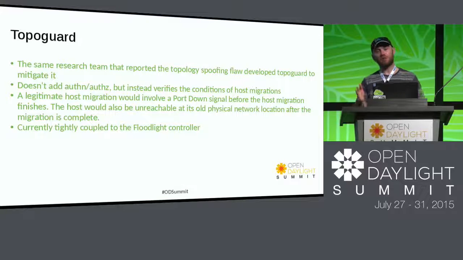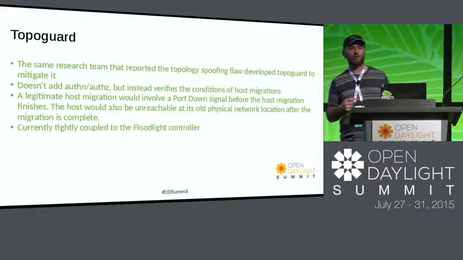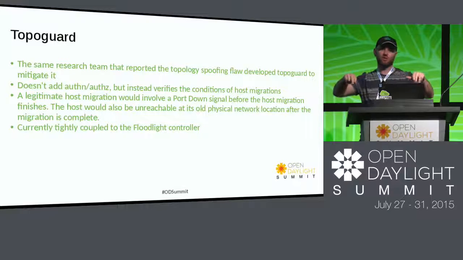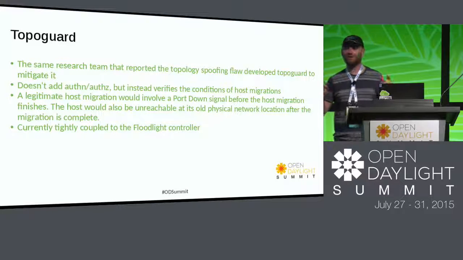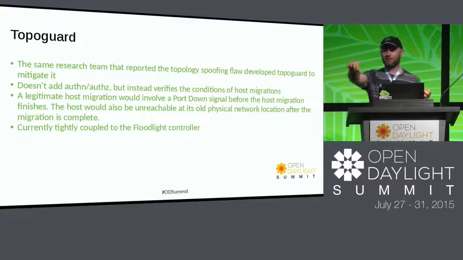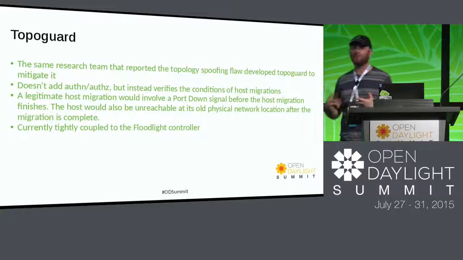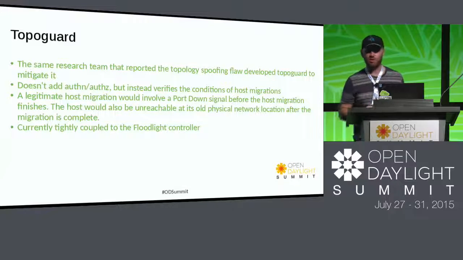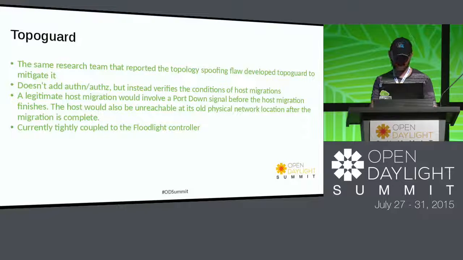And it's interesting. What it does is verify the conditions of a host migration. It wouldn't make any sense that you say there's a host over here, and now host A is over here, and then host B appears on another physical port and says, oh, I'm host A, send traffic to me, but host A is still there on the same port, physically connected. That doesn't make any sense. For it to be a legitimate host migration, it would have to physically disconnect from the network, move to a new port, and then after the move, it shouldn't still be available anywhere else. So Topoguard just verifies those logical conditions to say this actually looks like a real host migration rather than somebody spoofing it. So that's an interesting approach.